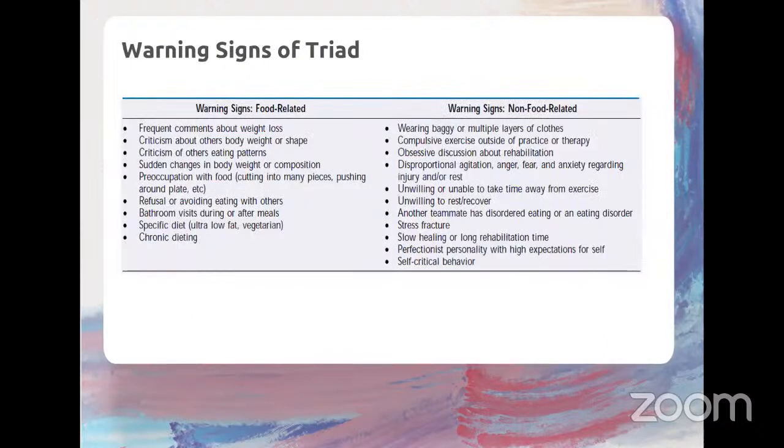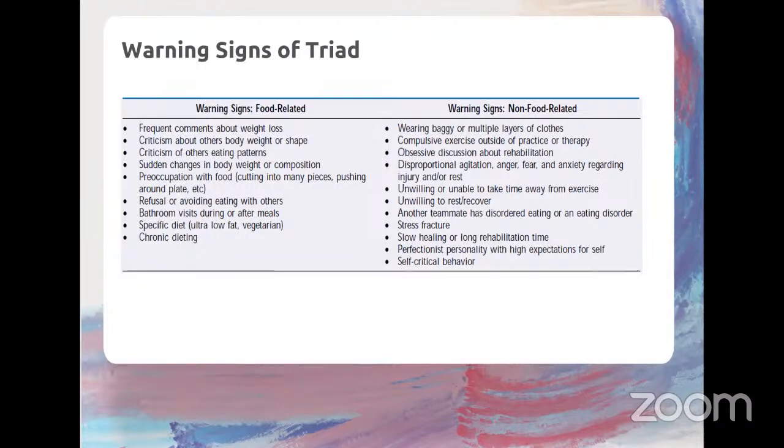Now, warning signs of the triad. There are various signs that will tell you that this person might be suffering or will eventually suffer from the triad. They can be food related and non-food related. Food related signs are that they will frequently comment about weight loss. Like they'll say, I've gained so much weight, I need to reduce my weight, I'm eating so much. Or they will criticize others when they are eating a lot.